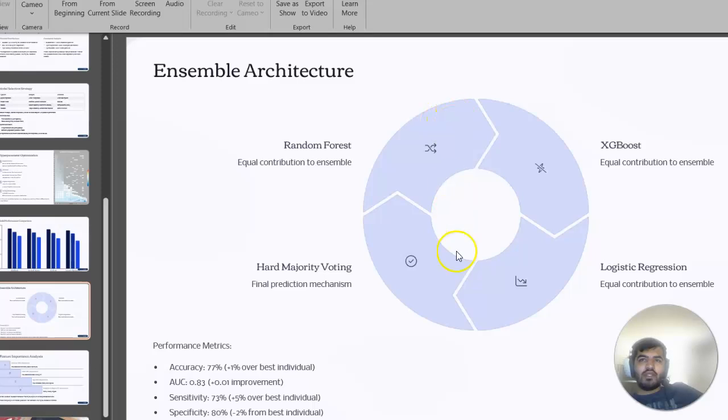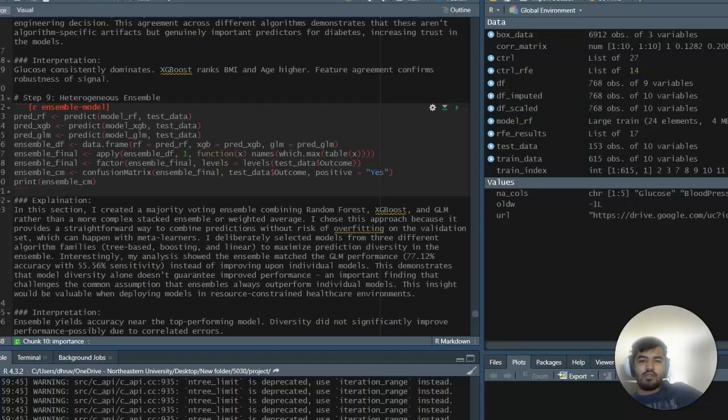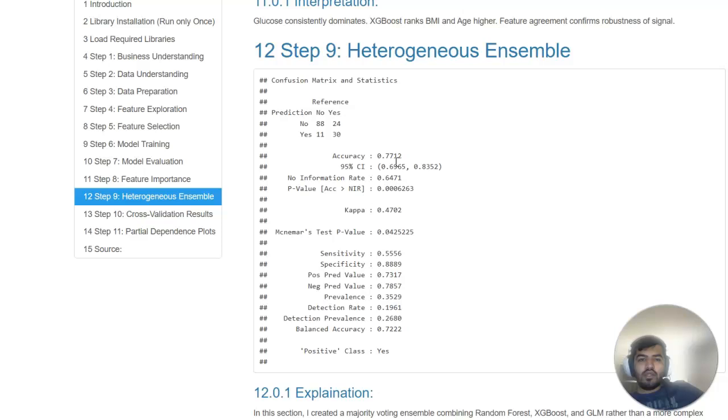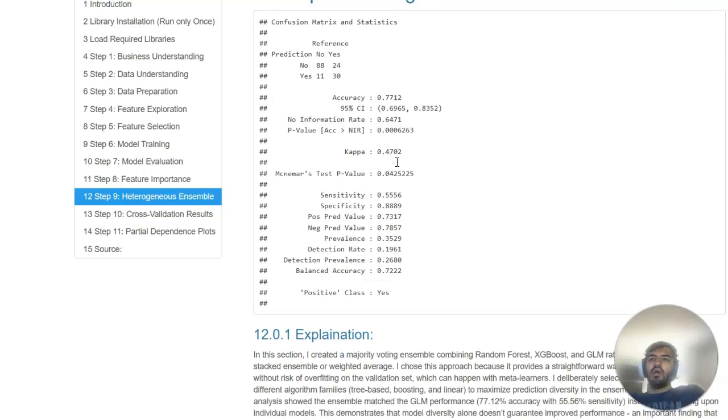Interestingly, the ensemble matched the GLM performance, with 77.12% accuracy and 55.58% sensitivity, instead of improving upon individual models. That demonstrates that model diversity alone doesn't guarantee improved performance, an important finding that challenges the assumption that ensembles always outperform individual models.